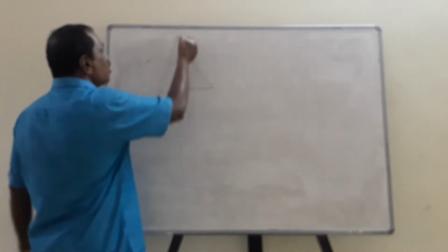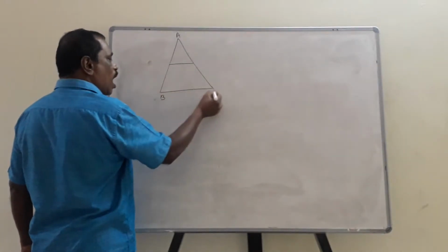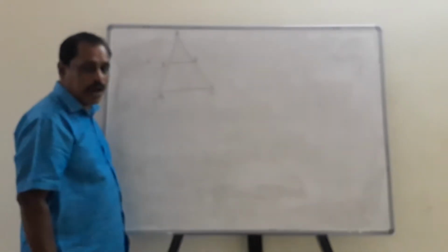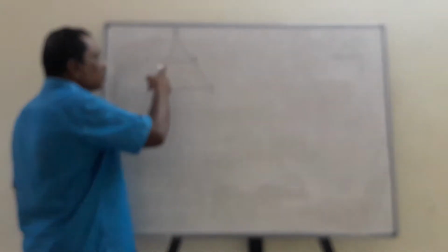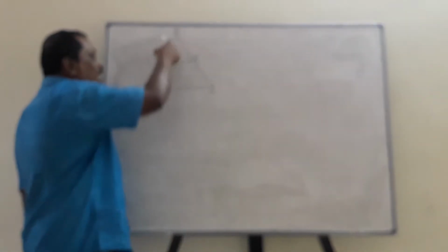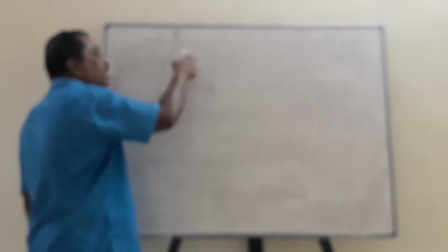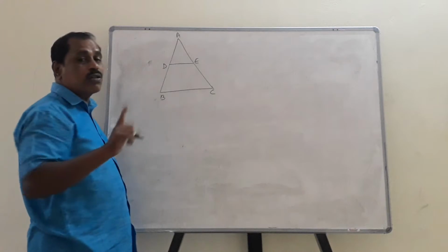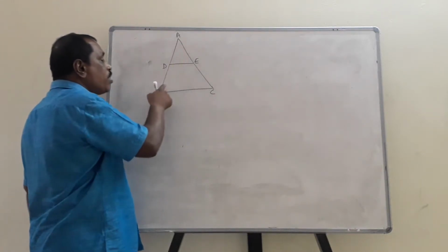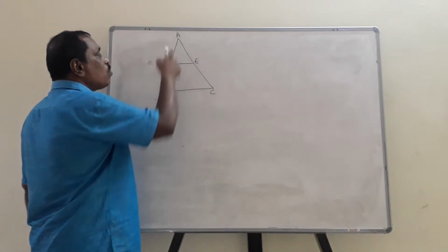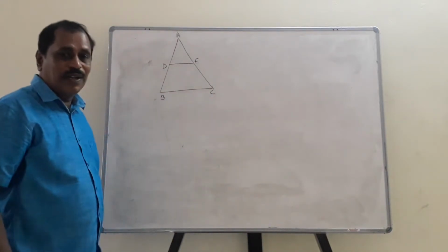What I said is, we can say it this way: triangle ABC and a line DE drawn parallel to BC, right? Then intersecting at D and E, then AD by DB equals AE by EC. Remember, D and E are not the midpoints. D could be here or here also. So then, to prove that AD by DB equals AE by EC. Clear? This is the statement.